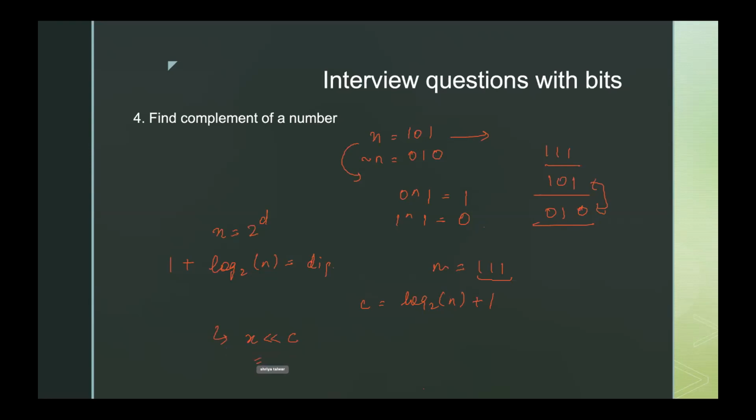Okay, so what will happen? Let's try to have a number 1 and left shift it by c positions, in this case 3. So this will add 3 zeros to this number. But this is not the number that we want to achieve.